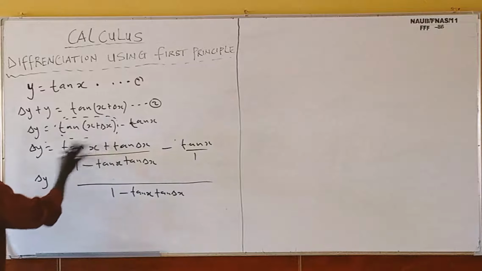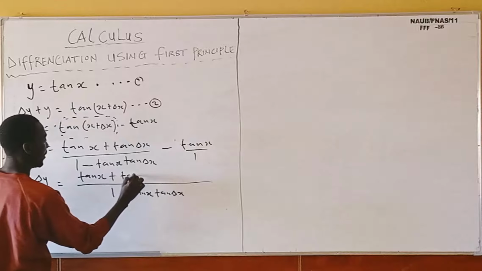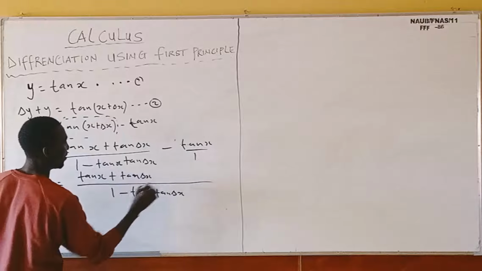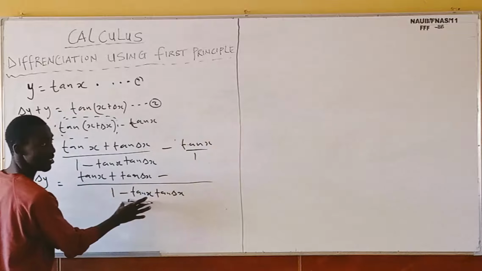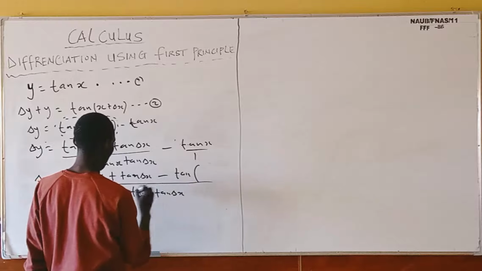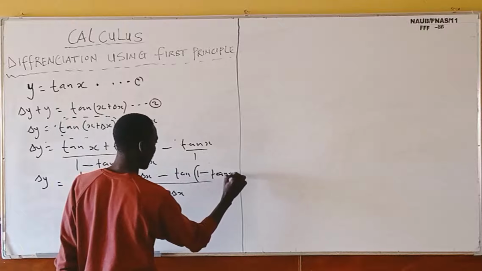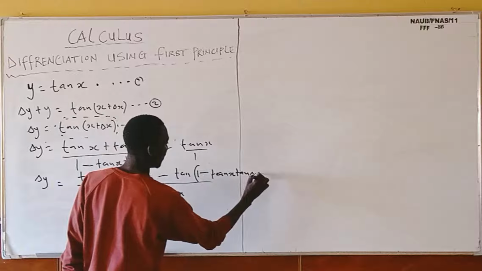So this goes in, this is 1. 1 multiplied by everything here will still give us this. So tan x plus tan change in x, minus 1 in this is this. So this multiplied by tan x is going to give us tan x into 1 minus tan x tan change in x.